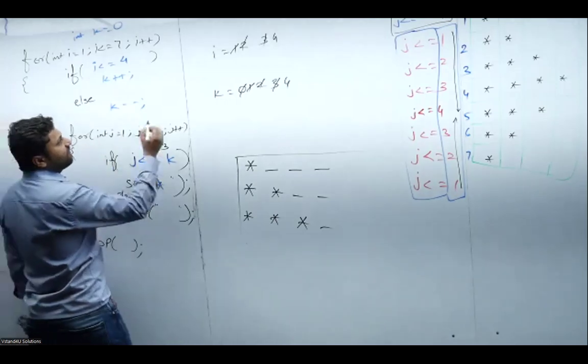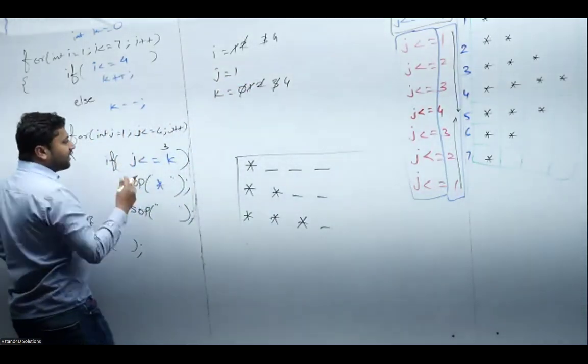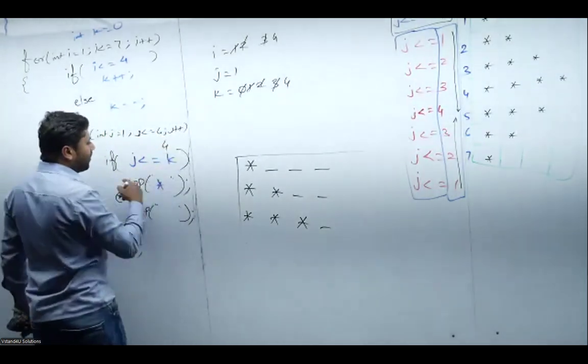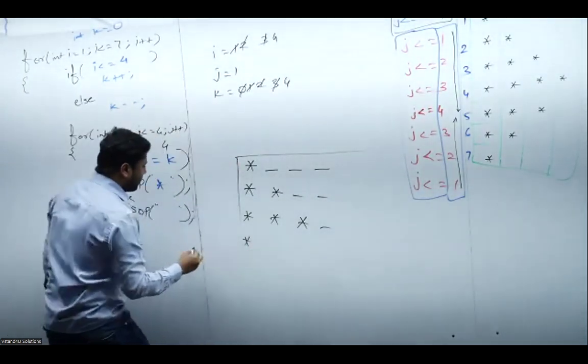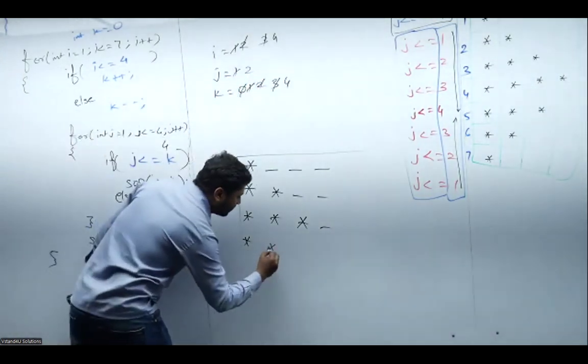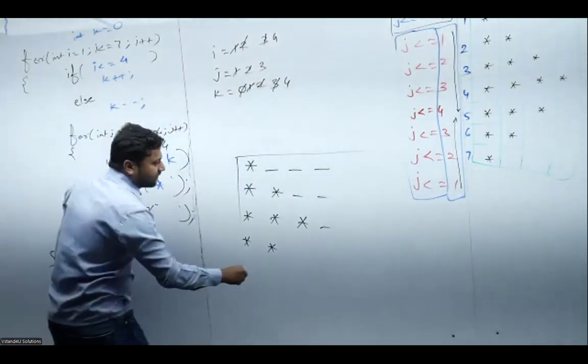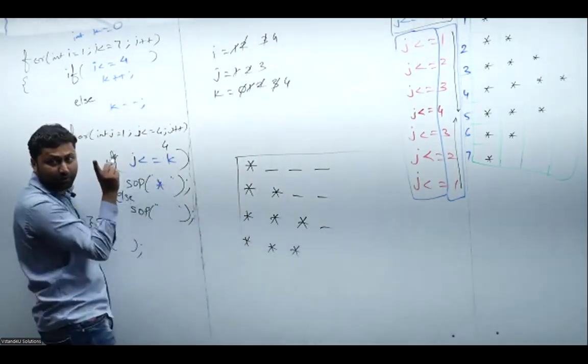Once again, j will be 1. 1 is less or equal to 4 condition. 1 is less or equal to 4 condition. Okay, sir. Once again, print star. Once again, j will be incremented to 2. 2 less or equal to 4 condition. J will be incremented to 3 is less or equal to 4 condition. I'm skipping one. Hope you understand.